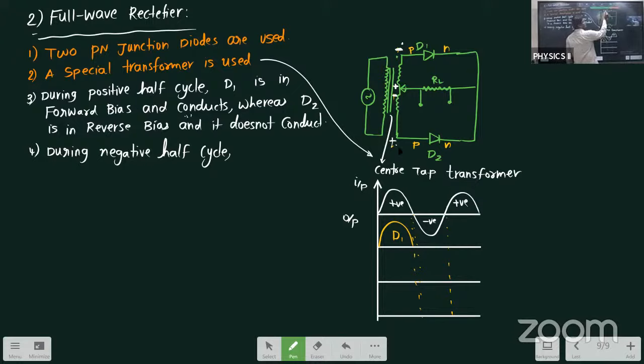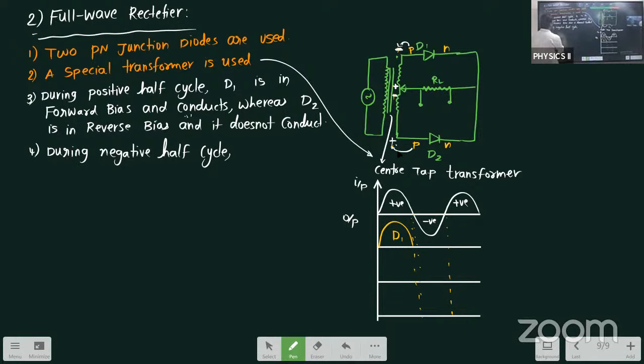So see here, P type is connected to negative terminal of the battery. Whether the diode will conduct? No. Here P type is connected to positive terminal of the battery. Diode will conduct? Yes. So in this case, during the negative half cycle, D1 will be behaving in reverse bias and D2 will behave like a forward bias. Whether the current will be conducted in D1? No current is conducted by D1 diode, whereas current is conducted using D2 diode.